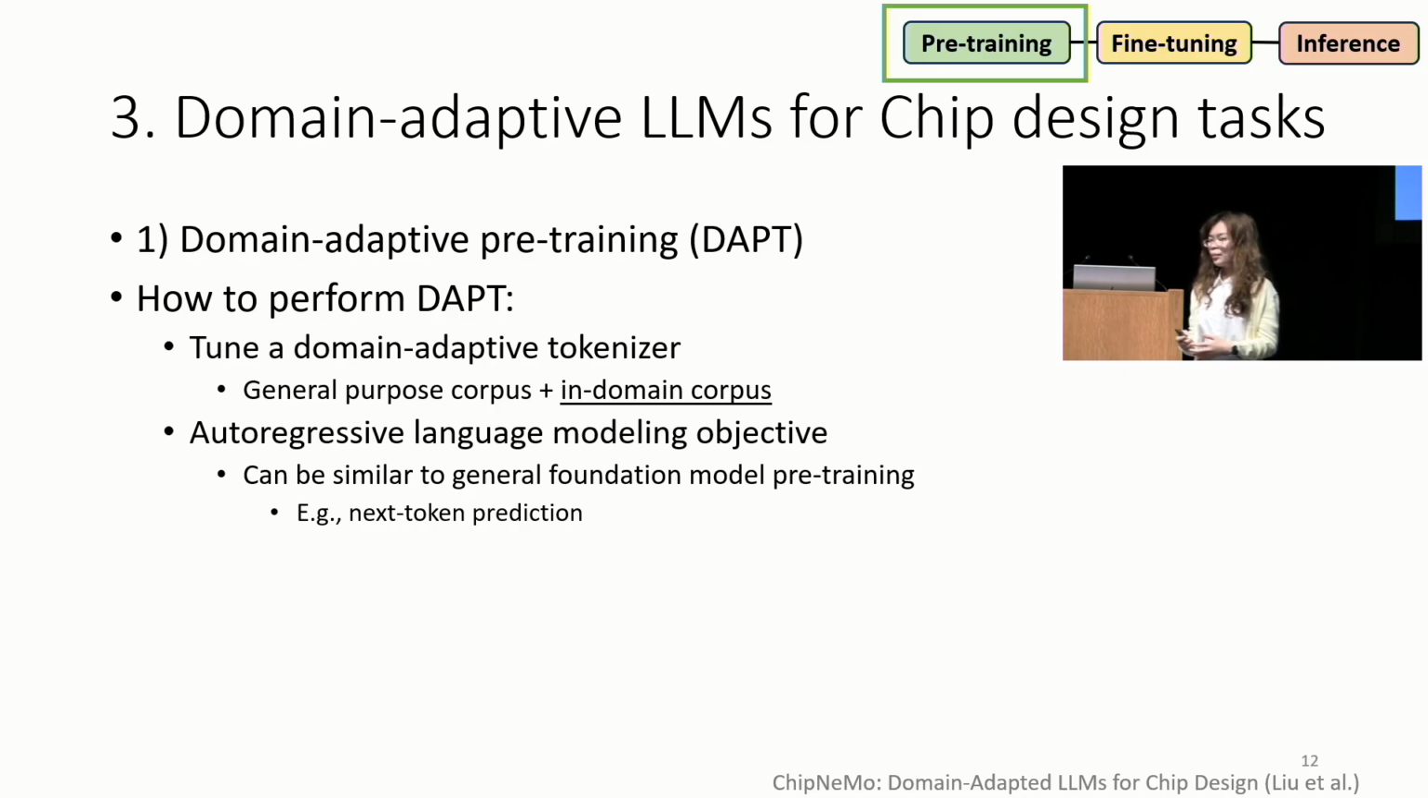One main thing that you can do to improve the model performance is, since the general model is trained on general purpose corpus, you can tune a domain adaptive tokenizer to let your tokenizer be more aware of the in-domain corpus. And for the model training stage, it can be pretty similar to what we have for general foundation model pre-training, basically next token prediction. And I believe Hans already covered some of that in his tutorial.